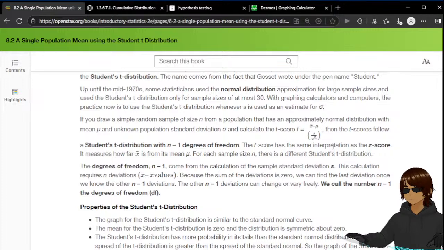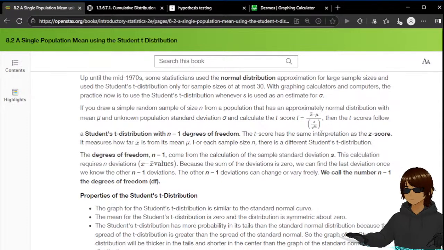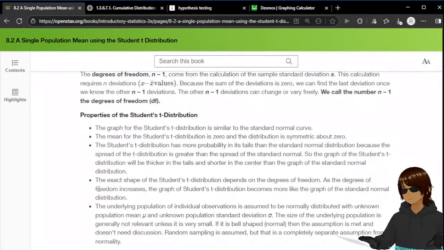The t-score has the same interpretation as the z-score: it measures how far x bar is from its mean mu. For each sample size n, there is a different student's t distribution. The degrees of freedom, n minus 1, come from the calculation of the sample standard deviation S. This calculation requires n deviations. Because the sum of the deviations is 0, we can find the last deviation once we know the other n minus 1 deviations. The other n minus 1 deviations can change or vary freely. We call the number n minus 1 the degrees of freedom.